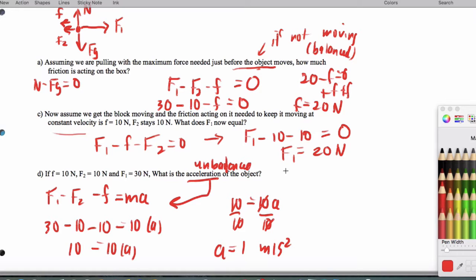By the way, I see so many people cancel 10 divided by 10, and because they cancel, they want to put 0. Come on, man. Don't be that way. So a is 1 meters per second squared.